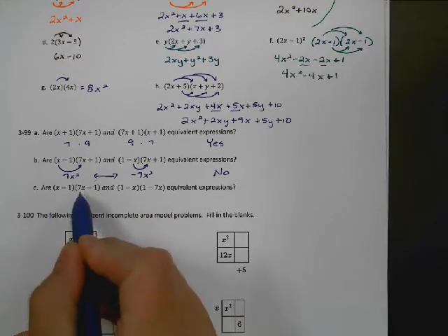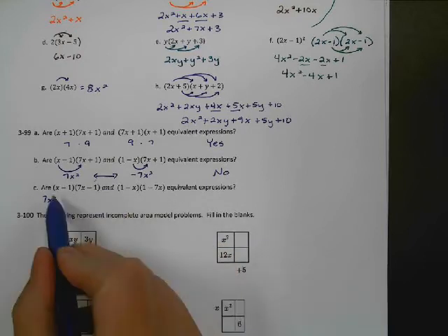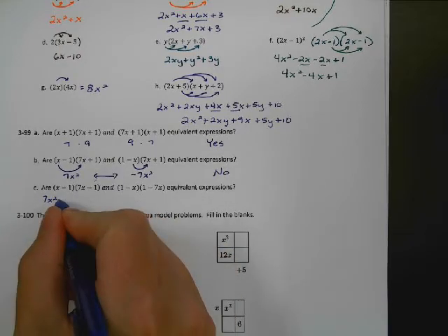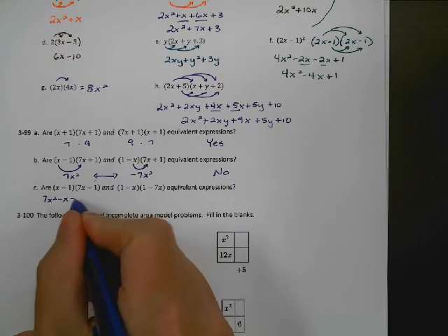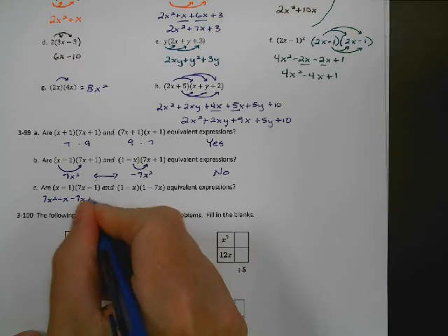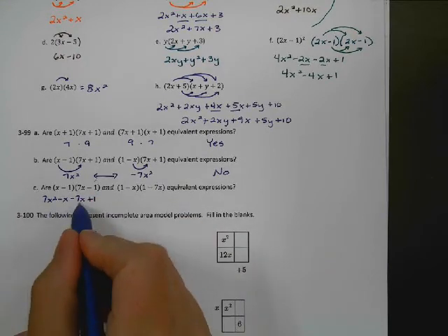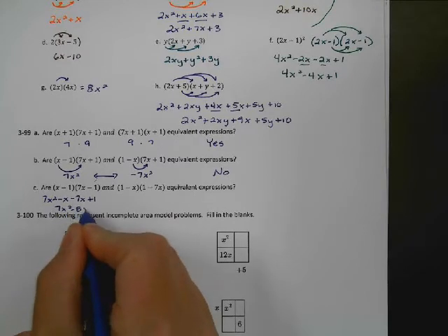So x times 7x is 7x squared. X times negative 1 is negative x. Negative 1 times 7x is negative 7x. And negative 1 times negative 1 is positive 1. So this one, if I combine my two like terms in here, it's 7x squared minus 8x plus 1.